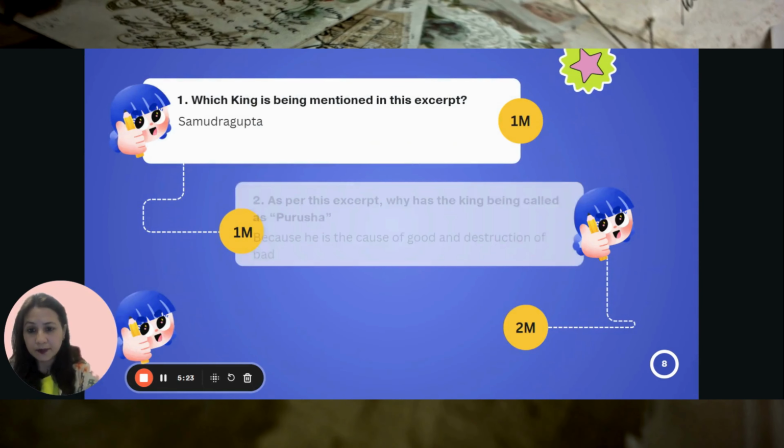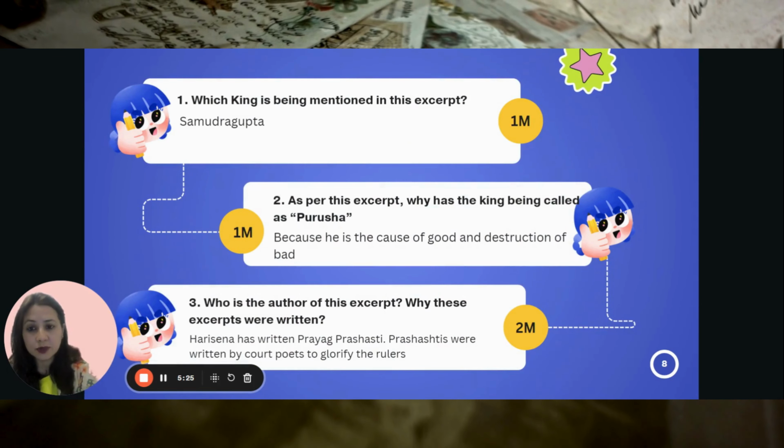Coming on to the questions. Which king is being mentioned in this excerpt? So, nowhere it is mentioned.